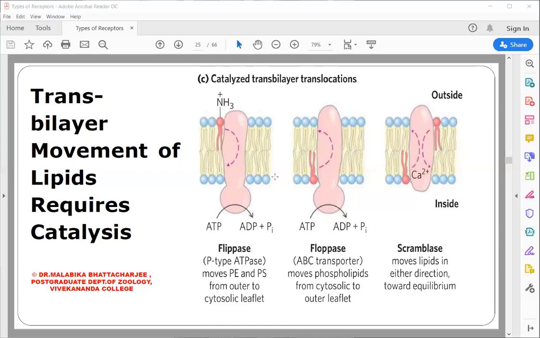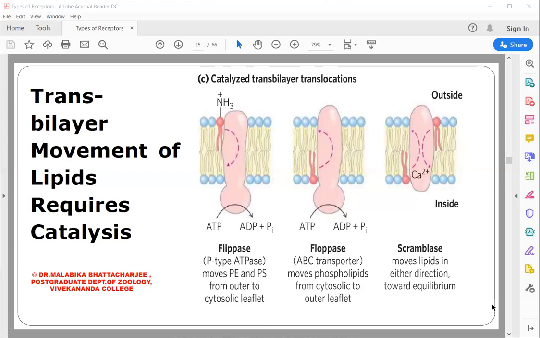Next, moving to the next category of enzyme that helps in the lipid movement is the floppase. As you can see, this is also an ATPase, that is, it is using the breakdown energy of ATP to transfer a phospholipid from the cytosolic leaflet to the outer leaflet. So flippase and floppase act together, they're partners.